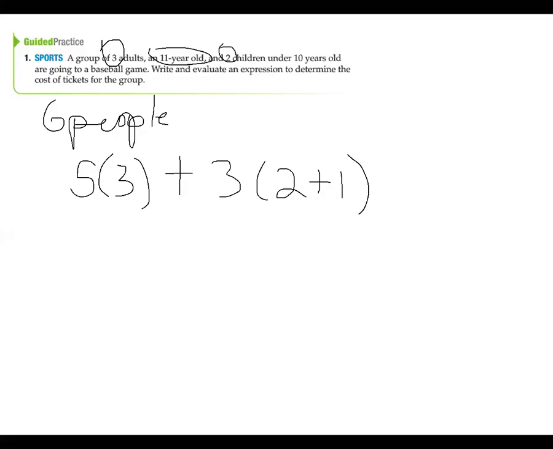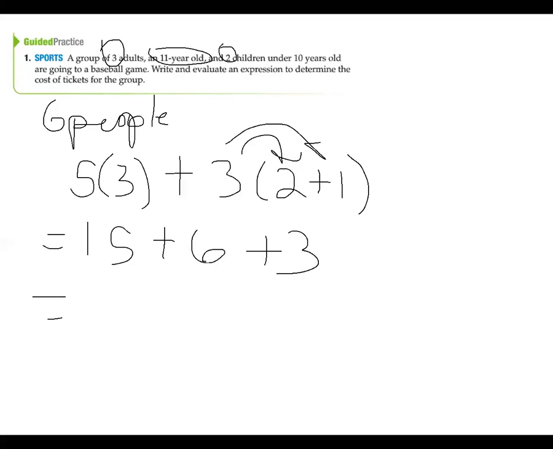Okay, so that's going to equal 15 plus, if I distribute here, I get 6 plus 3, which ends up giving me $24. Okay, so the total cost is $24 for those people. All right, cool. You can use the distributive property to make mental math easier. So check this one out.